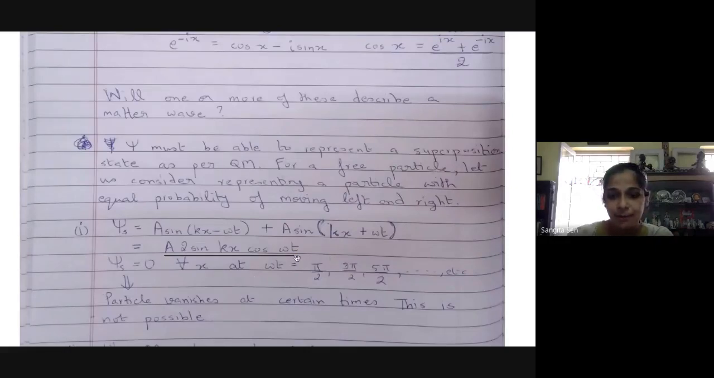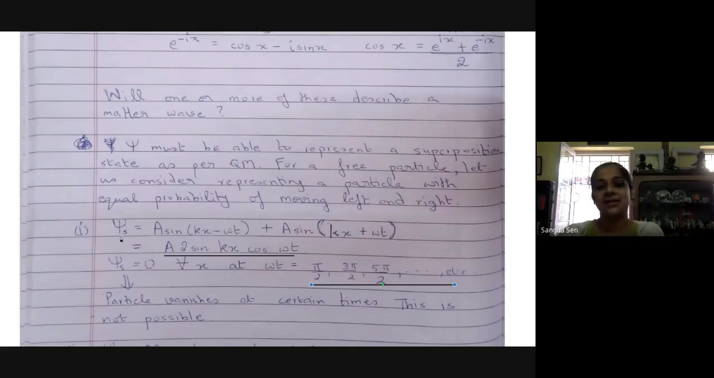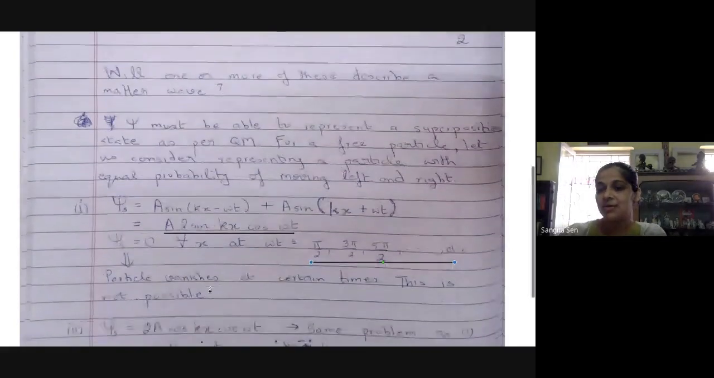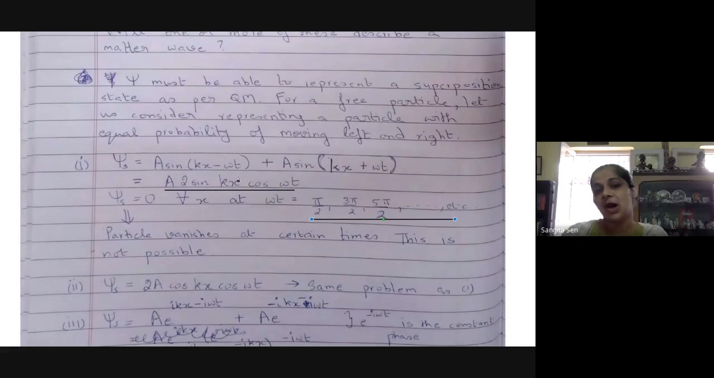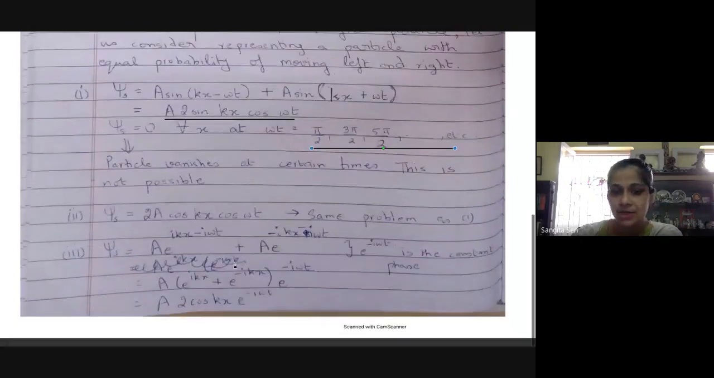However, there is a problem here. Whenever omega t takes any of these values, that is an odd multiple of pi by 2, then the wave function simply becomes 0. So for these values of omega t, the particle would disappear if you consider it as a matter wave. Now this is not possible. So basically, for certain times, for all values of x, psi s is 0. So the particle is nowhere. Now this cannot happen for a particle. Okay, so we have to discard this sine form because it cannot represent a superposition state. The same problem arises for the cos form.